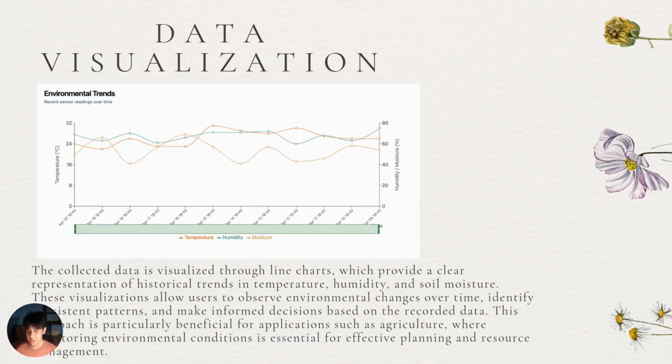For our data visualization, we use line charts to show how temperature, humidity, and soil moisture change over time. This visualization helps users spot trends and patterns, like when the soil tends to dry out or how temperature shifts during the day. By looking at this history, users can make smarter decisions like when to water or which crops to plant. Users can also select a date range, which makes it easier to focus on specific time periods. This kind of insight is especially helpful in farming, where keeping track of environmental changes is key to planning and using resources wisely.